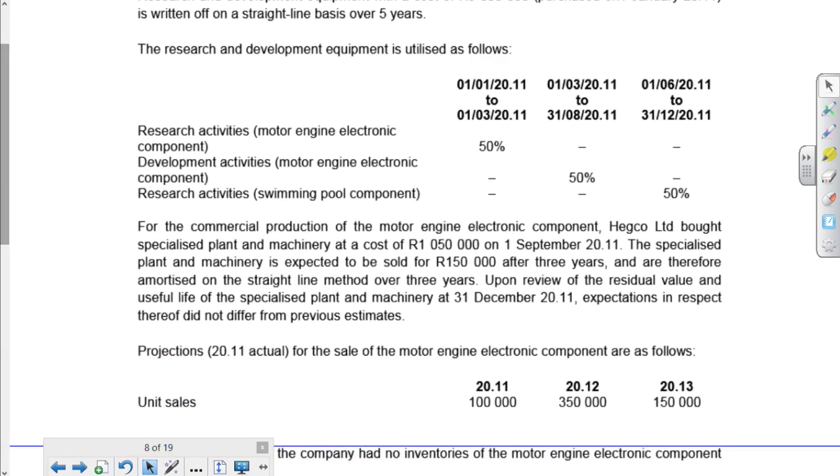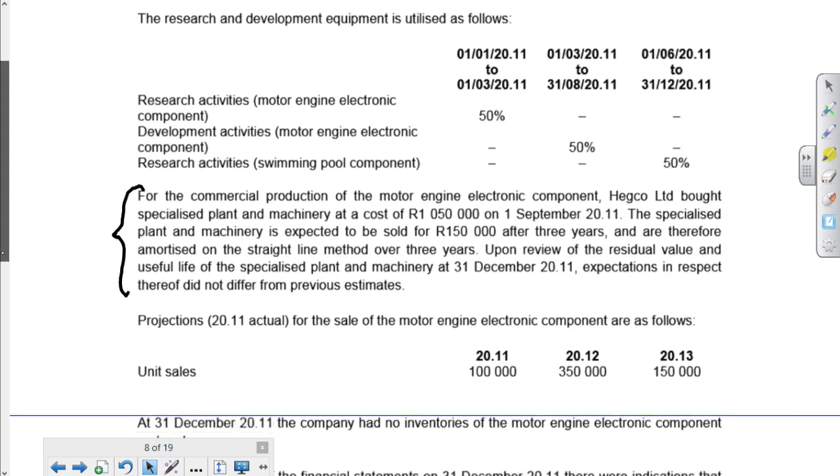Then, for the commercial production of the motor electronic, HedgeCo bought specialized plant and machinery. The specialized plant and machinery will be sold for 150. You can ignore this specialized plant and machinery for now, because this is PPE, do you agree? And it's got nothing to do with research and development. It's once we start commercial production, so that can only happen after development is finished. Okay. So there will be a PPE note in the solution, but I don't want you to focus on that right now.